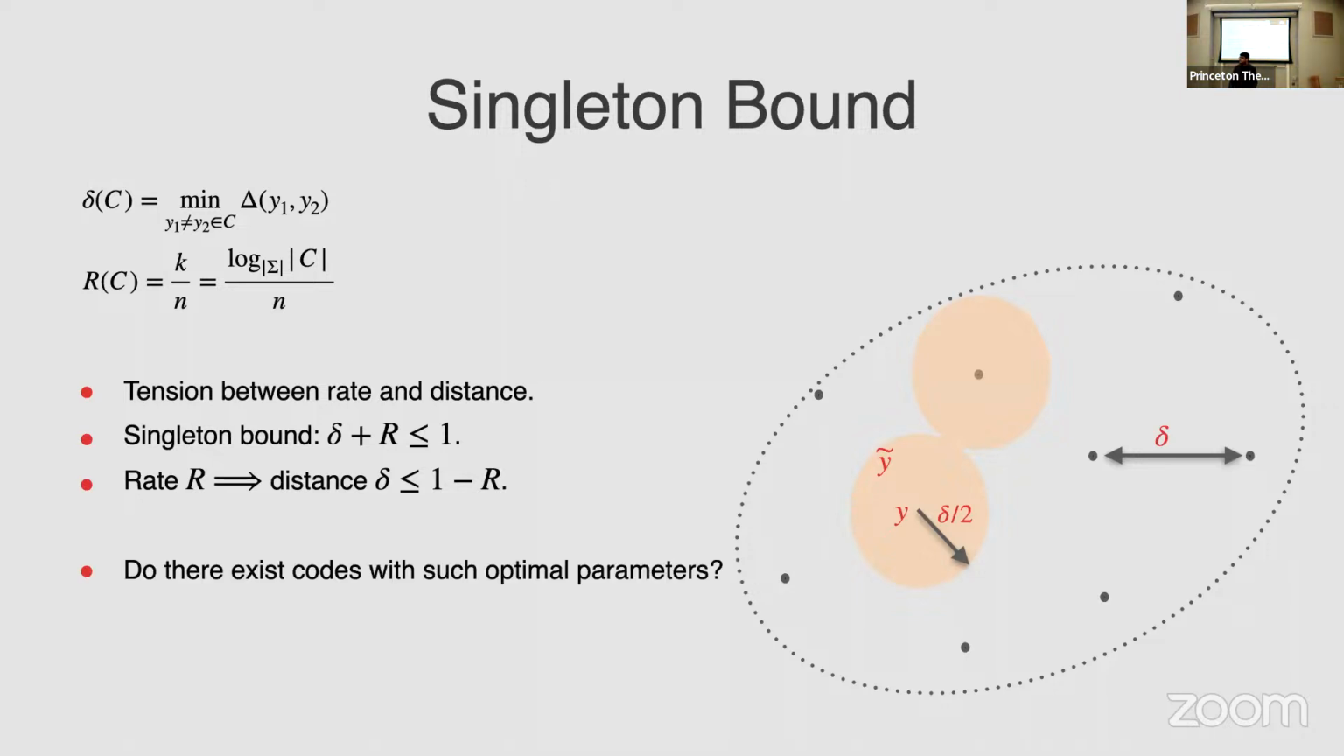Do there exist codes with such parameters? And indeed they do. They're called the Reed-Solomon codes. This is probably the most well-studied family of codes. These are based on bounded degree polynomials over finite fields. So think of f as a degree Rn polynomial over Fq. The code word is just evaluations of this polynomial at n distinct points.